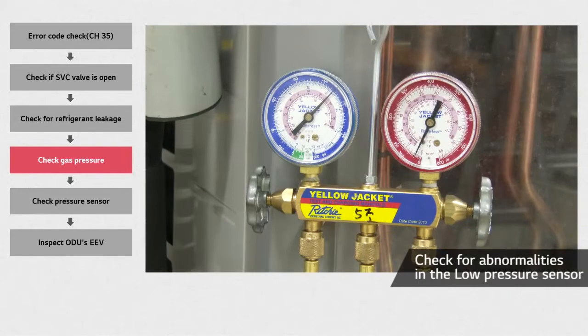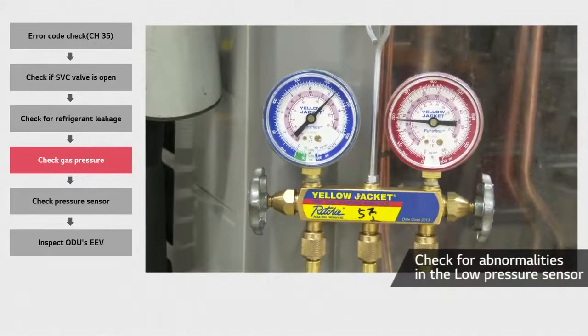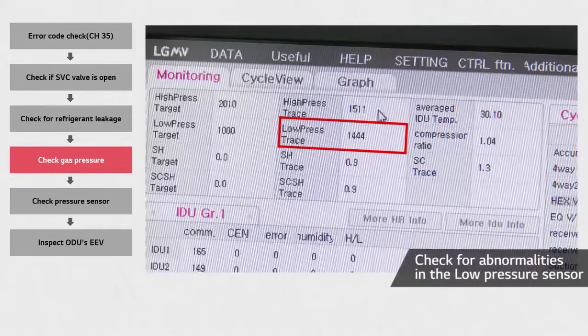Connect the blue line with a low pressure valve and the red one with the high pressure valve. Then, compare the refrigerant pressure values from the LGMV and the one from the manifold gauge. If the values differ a lot from each other, you can assume the sensor to be damaged.